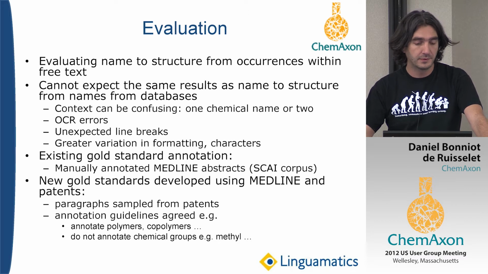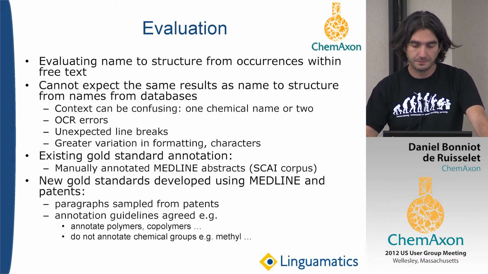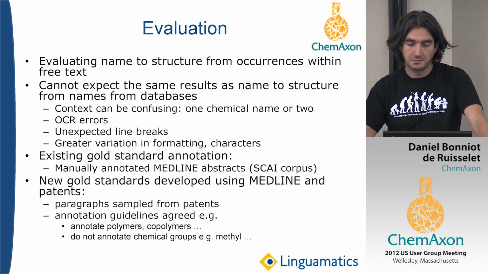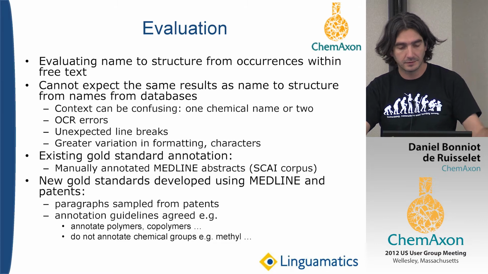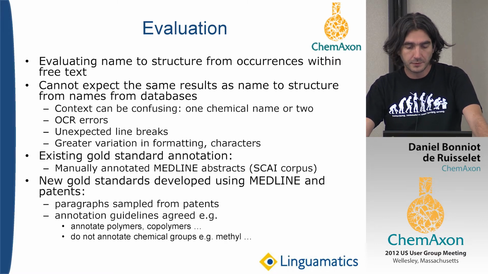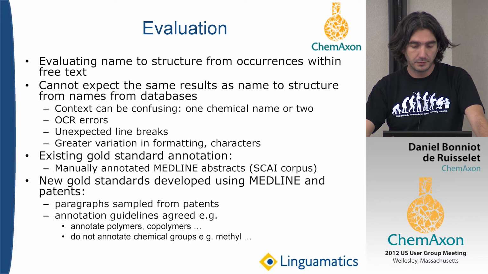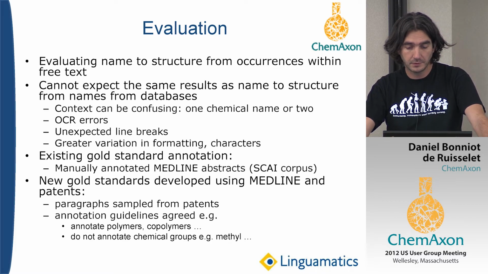You have, of course, OCR errors, line breaks, different formatting used by different people, and maybe unusual characters to encode different things like primes or brackets. One of the things we use to make this evaluation is existing gold standards. There's a manually annotated corpus of Medline abstracts, the Sky corpus.